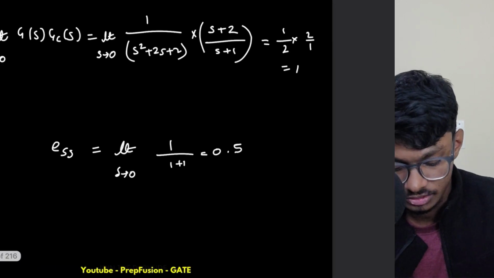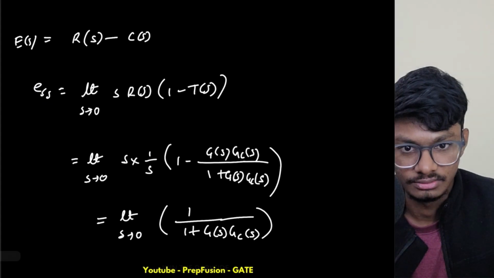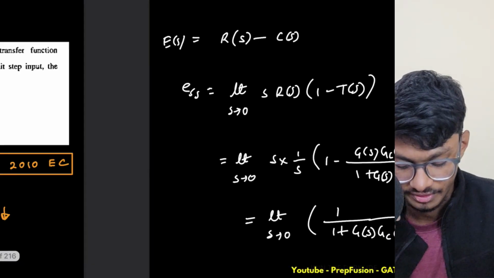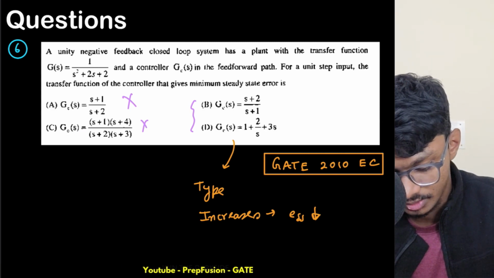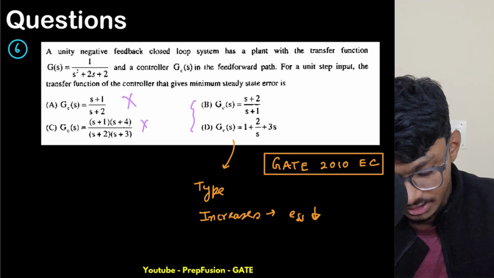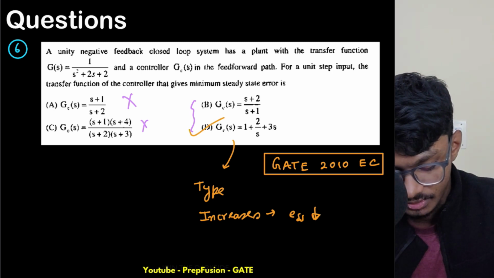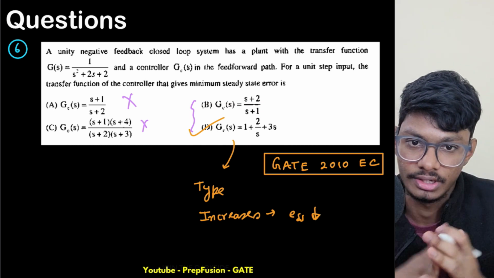Okay, from here you can totally see mathematically I have proven it to you, the steady state error goes to 0. Or you can directly tick mark this because the type of the system increases. So if the type of the system increases, then obviously my steady state error will go to 0.